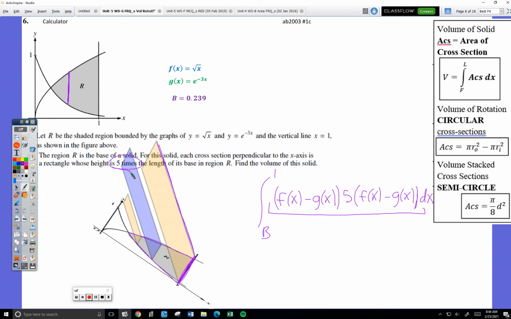There we go. 2 points. There we go. Sweet.